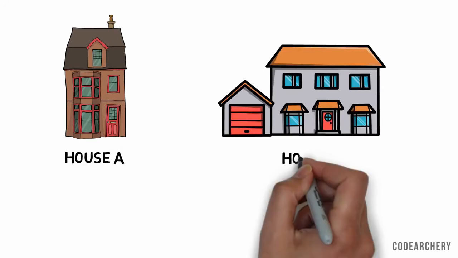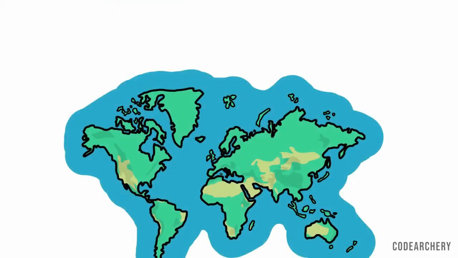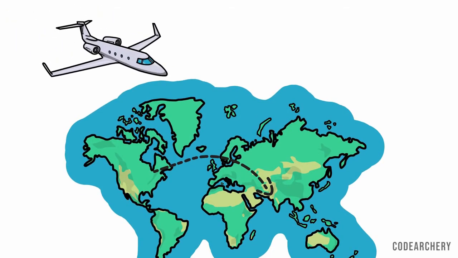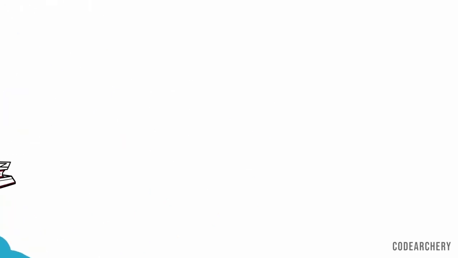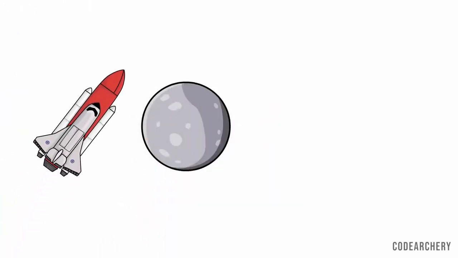Okay, suppose you want to travel from house A to house B. So you got three options. You can travel by a bicycle or by a bike, or you can just walk. Now, if you want to travel from one continent to another, you will use either a plane or a cruise ship. Or if you want to go to the moon, then you have to contact Elon Musk and you will need to buy a rocket.